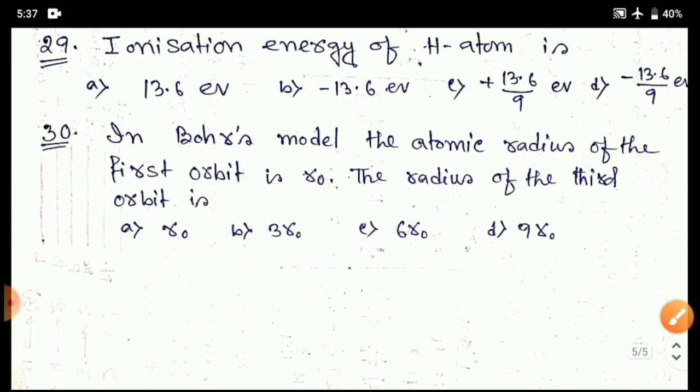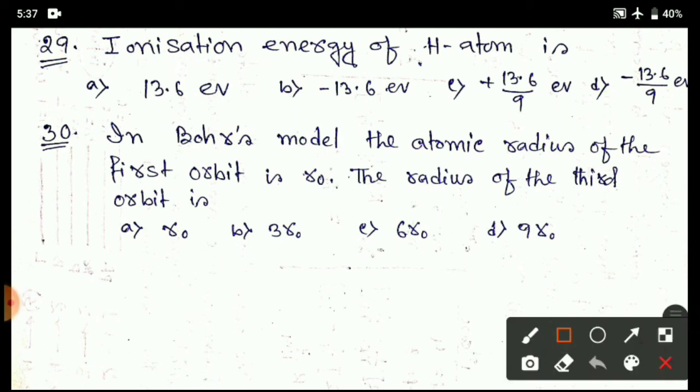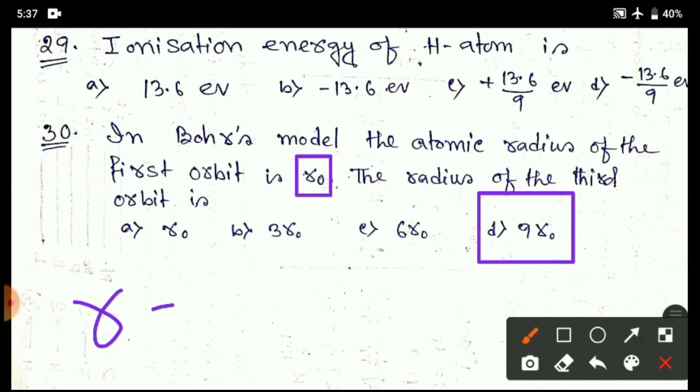Next and last question: in Bohr's model, the atomic radius of the first orbit is r0. The radius of the third orbit is 9 r0, because r equals n squared r0. For the third orbit, n equals 3. So the radius of the third orbit will be 3 squared r0, so 9 r0. Okay, thank you.